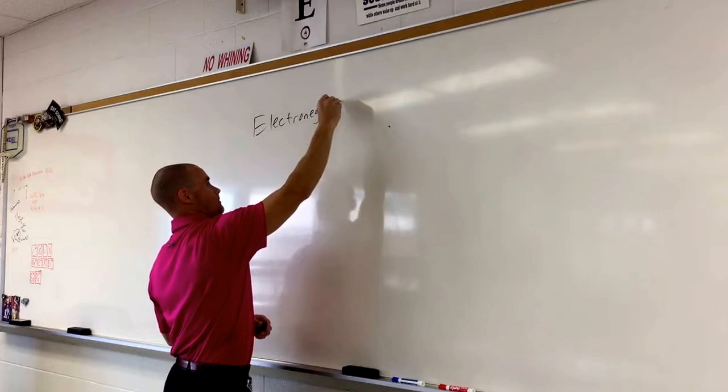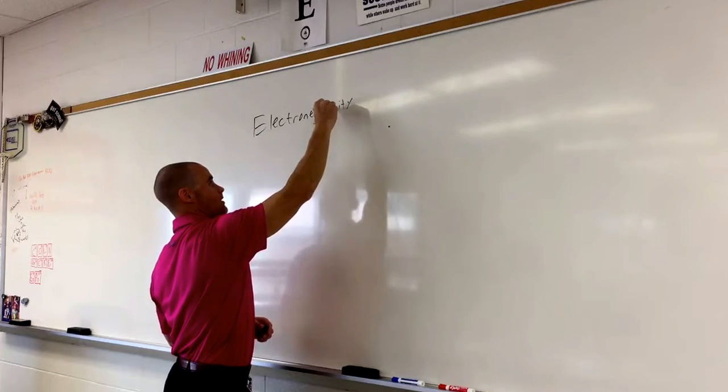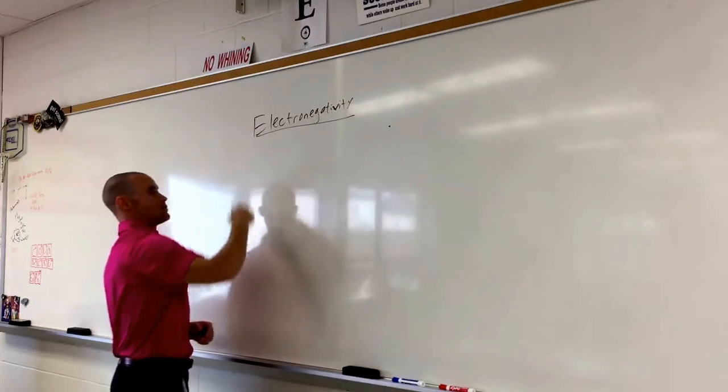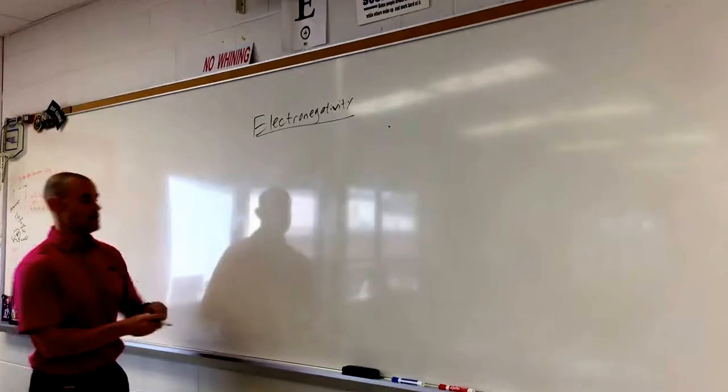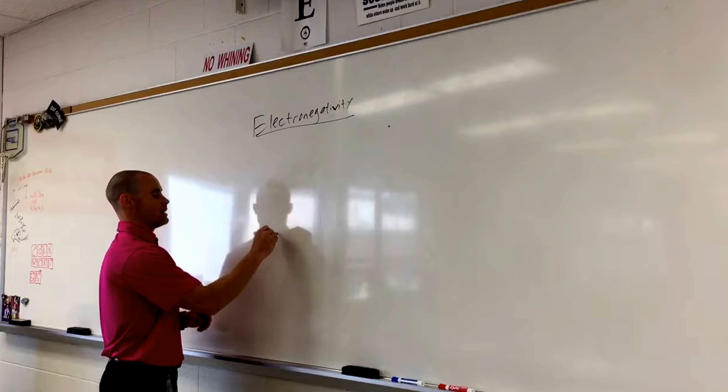Come on, Amanda. This is the last part of the periodic table notes. Electronegativity: leave about 3 to 4 spaces, or lines, underneath, and write ionization energy.